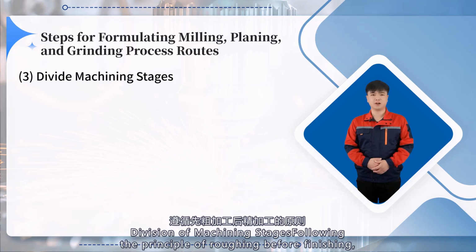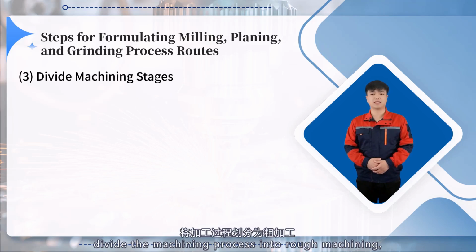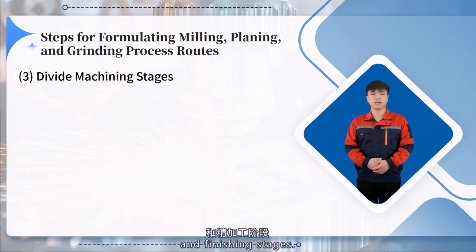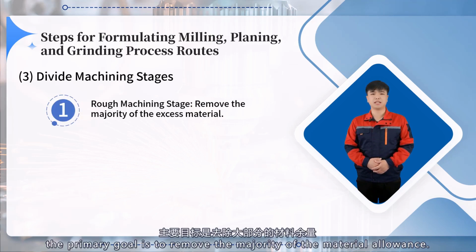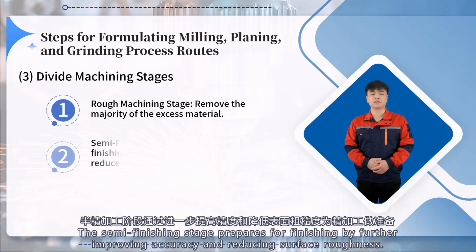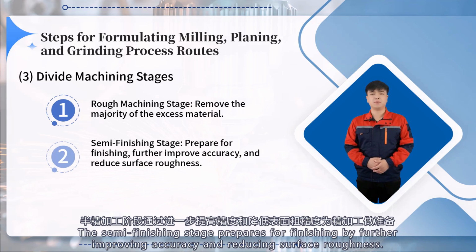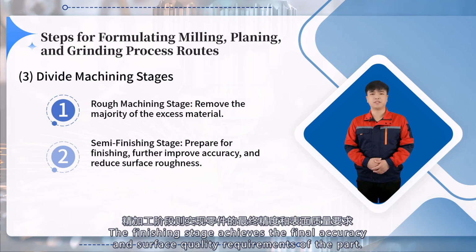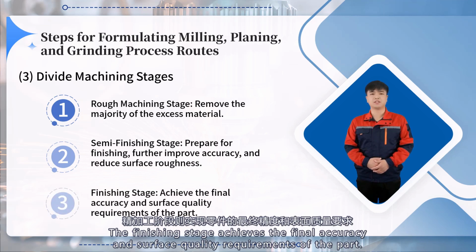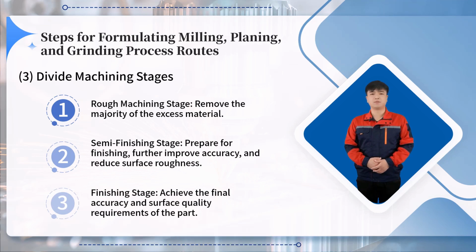C. Division of machining stages. Following the principle of roughing before finishing, divide the machining process into rough machining, semi-finishing, and finishing stages. In the rough machining stage, the primary goal is to remove the majority of the material allowance. The semi-finishing stage prepares for finishing by further improving accuracy and reducing surface roughness. The finishing stage achieves the final accuracy and surface quality requirements of the part.